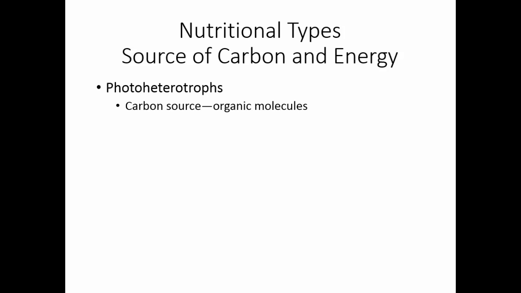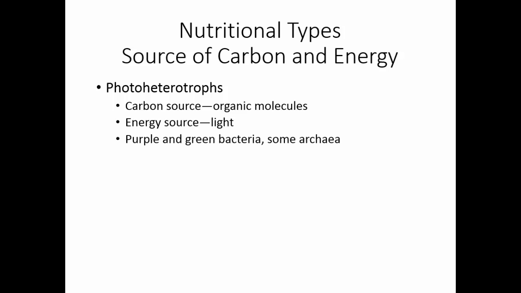Photoheterotrophs use as their carbon source organic molecules, but they're capable of using light as their energy source. There are a few bacteria, the purple and green bacteria, and some archaea that can perform this type of metabolism. Again, with light as their energy source, they're not a source of pathogenic organisms.